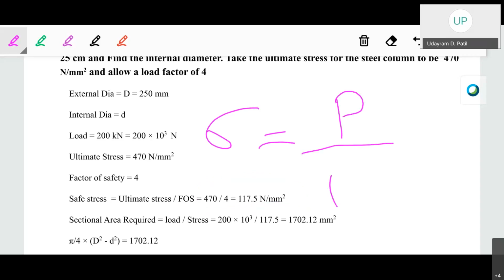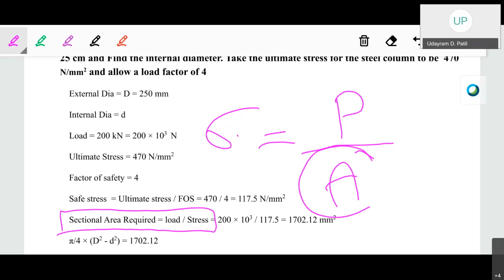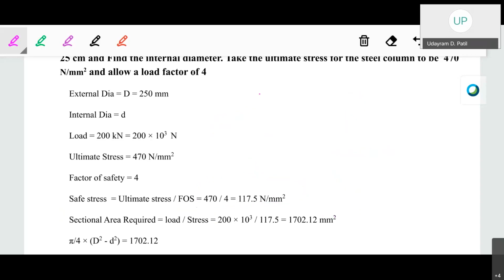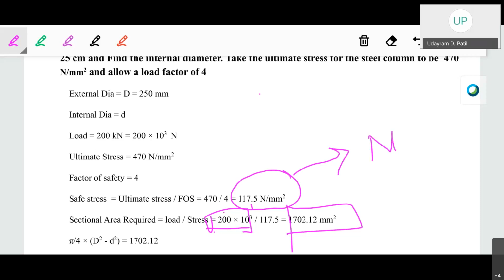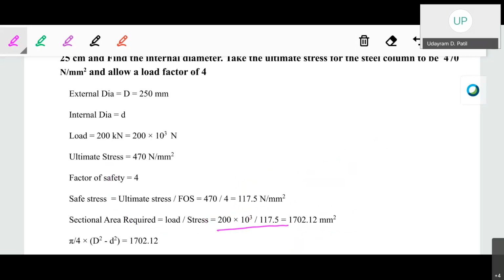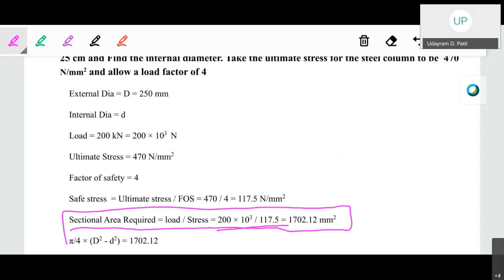So we get the value of sigma, and we also have the value of P, so we can easily find the sectional area required. Sectional area required will be load divided by the stress. Load is 200 kilonewton, converting that into Newton so that we get the value in mm square, because we have calculated the safe stress in Newton per mm square. Therefore, keep the unit conversion in mind. Divided by 117.5, that gives the sectional area required as 1702.12 mm square.